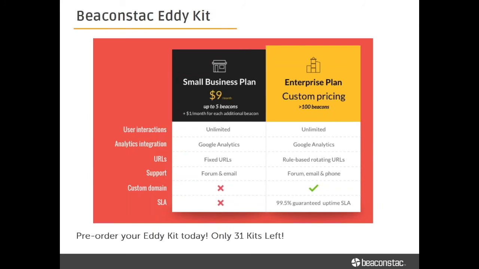The last two features I want to mention specifically on the enterprise plan are custom domain, so you can, again, use your business or brand-specific custom domain in that URL that you're customizing, as well as a 99.5% guaranteed uptime SLA, which is critical, especially with a large-scale deployment where you're interacting with a lot of different users through your Beacon campaign.